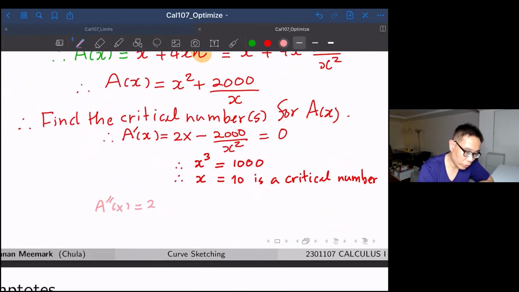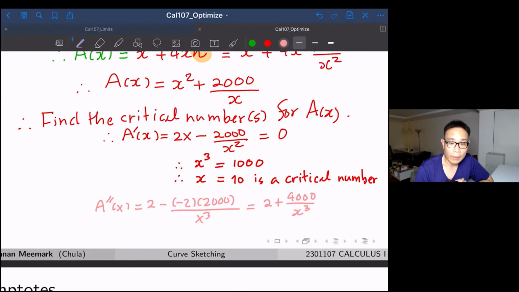It's gonna be 2x. Sorry, it's gonna be 2. Minus, it's gonna become plus. So it's gonna be 4000, right? Let me write it this way: negative first, and negative 2 times 2000 over x cubed. This guy will be 2 minus, it's going to be plus 4000 over x cubed. And you're gonna check for the sign of a double prime 10.